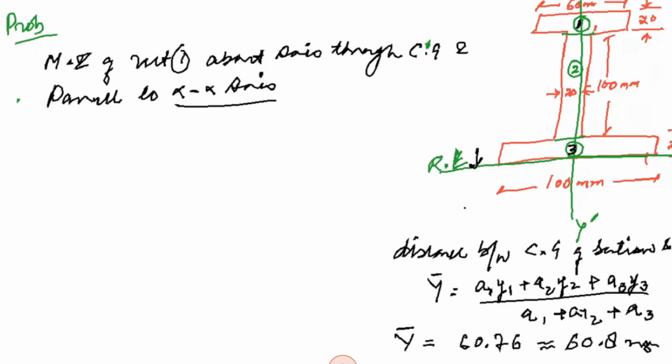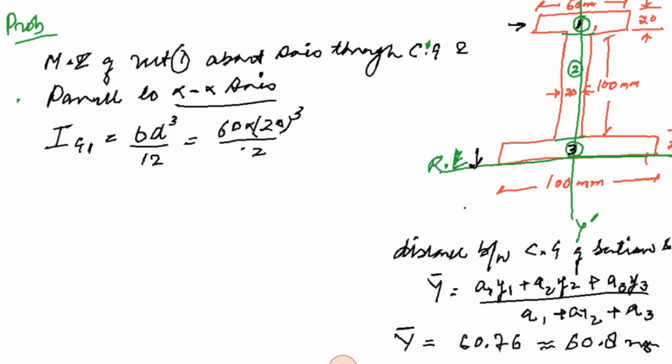Therefore, we can simply say IG1 will be equal to bd cubed by 12 for rectangle 1. Rectangle 1 is this topmost flange. How much is b? It is 60. And how much is the depth? 20. So 60 into 20 cubed by 12 will be equal to 40 into 10 raised to the power of 3 mm^4. This is the moment of inertia of the rectangle about its own axis.